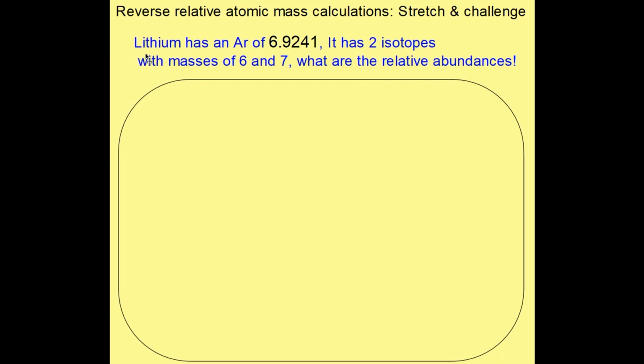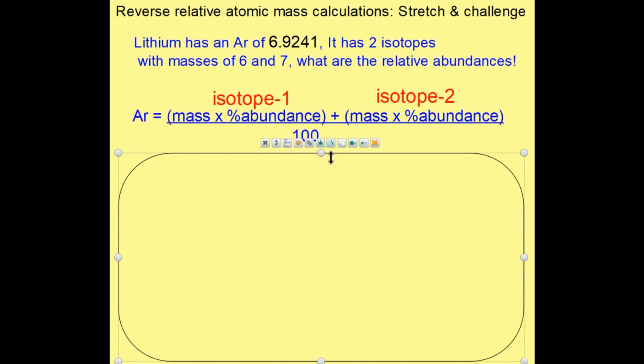So here's an example. Lithium has a relative atomic mass of 6.9241. It's got 2 isotopes with masses of 6 and 7. What are their relative abundances? So we need to use algebra again. With only 2 isotopes, the information that we've got is the mass of one of these being 6 and one of these being 7.